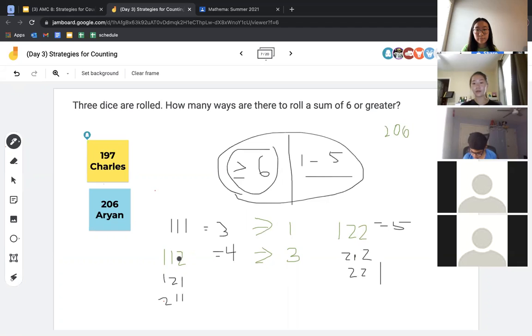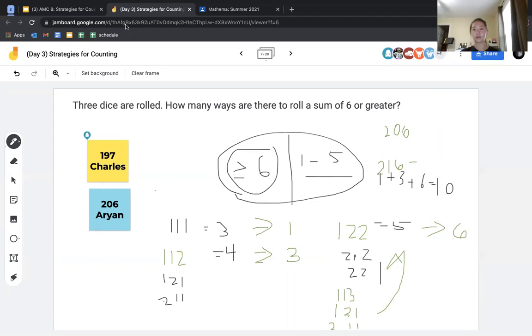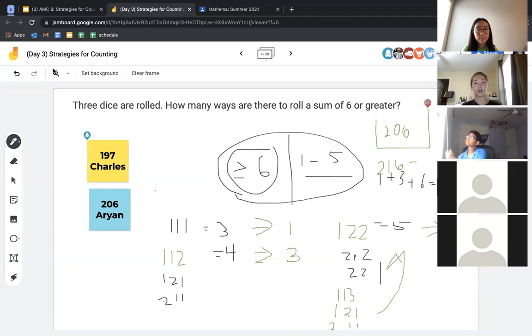Did you say 113? Oh, okay. So this one also goes to 5, so there's 6. And so I think he said you just do 216 minus this 1 plus 3 plus 6, which is 10. So you would get your answer up here. Yeah, that was a great explanation. Good job.